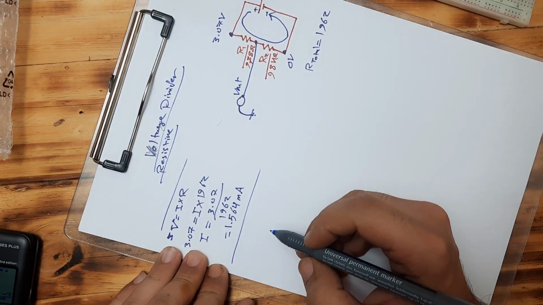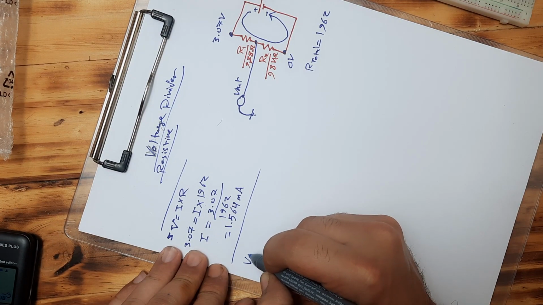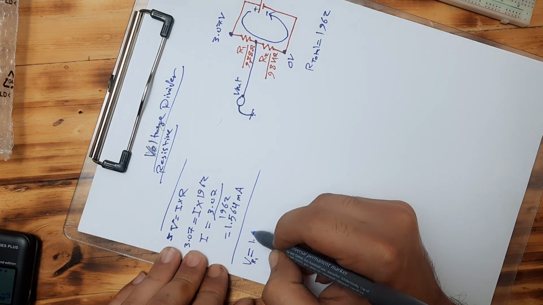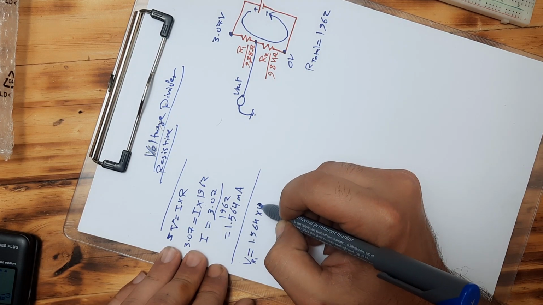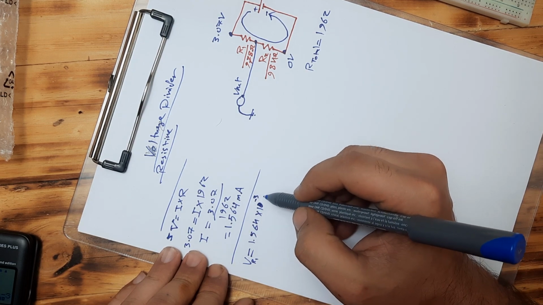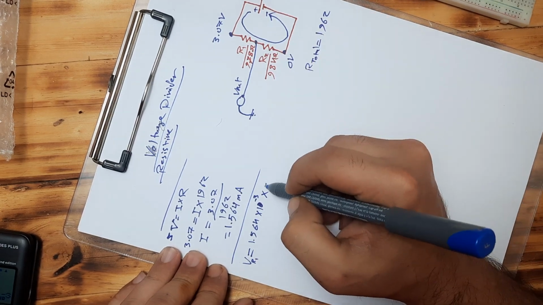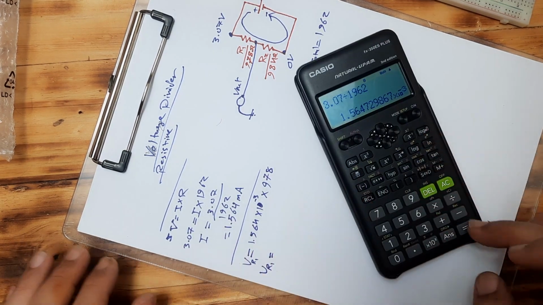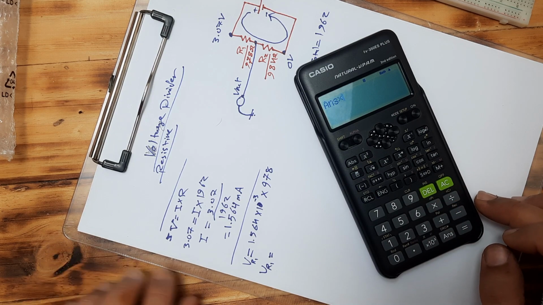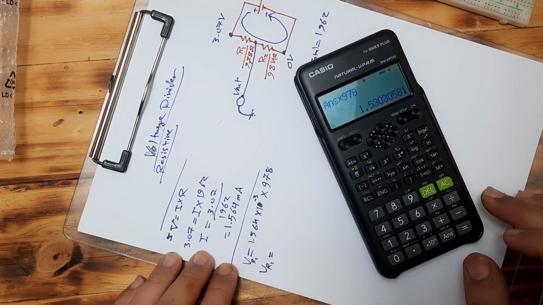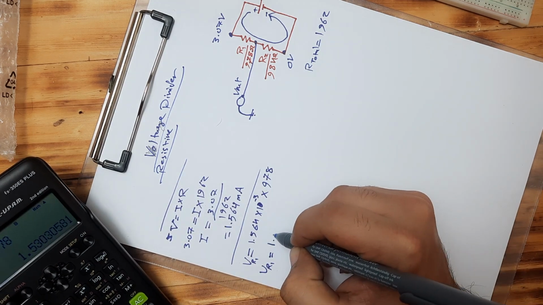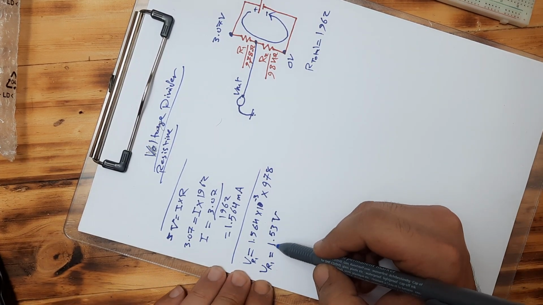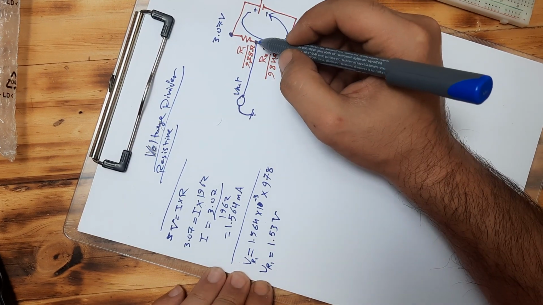Now, since this is the current flowing through the circuit, we can calculate the voltage drop across R1. So voltage across R1 equals the current, 1.564 times 10 to the negative 3, which is milliamps converted to amps, times the resistance, 978. So voltage across R1 equals 1.53 volts.